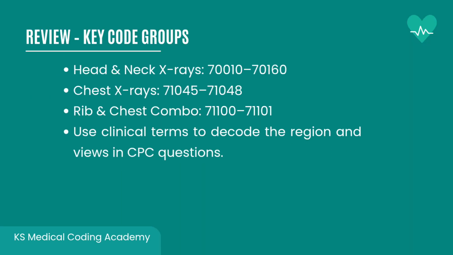Review key code groups. Here's a quick recap. Skull and head 70010 to 70160. Chest 71045 to 71048. Ribs and chest combo 71100, 71101. Use the index and the tabbing technique to find these fast in your CPT book. Understanding the number of views is often the key to getting these right.